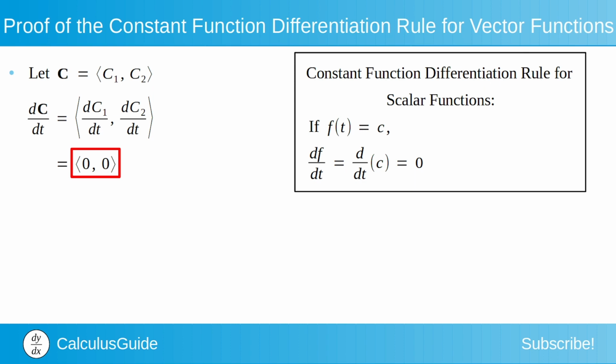This vector, now highlighted, has each of its components equal to 0, so this vector is the zero vector. This concludes the proof.